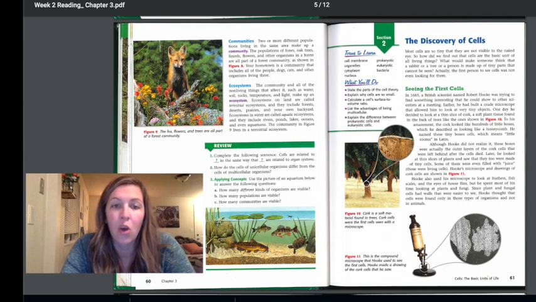Ecosystems in water are called aquatic ecosystems, and they include rivers, ponds, lakes, oceans, and even aquariums. The community in Figure 9 lives in a terrestrial ecosystem.